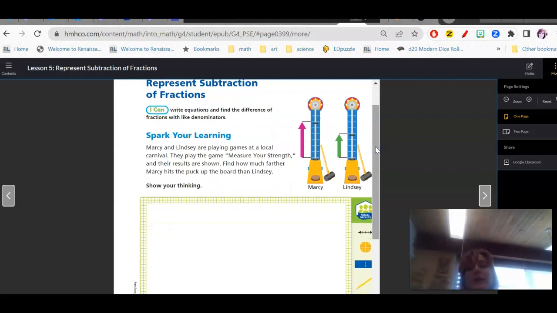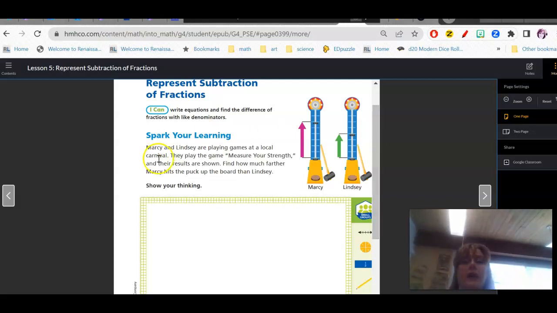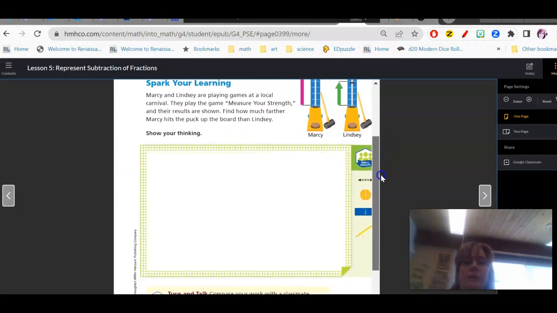So I can write equations and find the difference of fractions with like denominators. We have two different drawings or two different diagrams here. We have one with Marcy and we have one with Lindsay, and they have different things on their measure their strength. So it says Marcy and Lindsay are playing games at a local carnival. They play the game Measure Your Strength, and their results are shown. Find how much farther Marcy hits the puck up the board than Lindsay. And they want us to show our thinking.